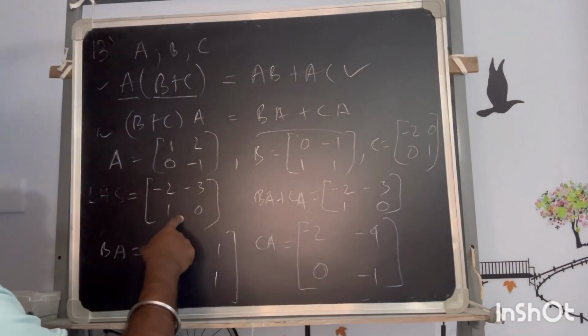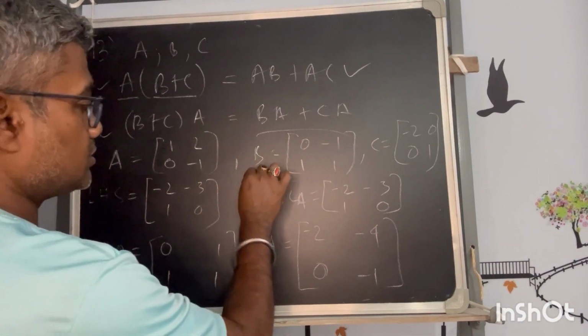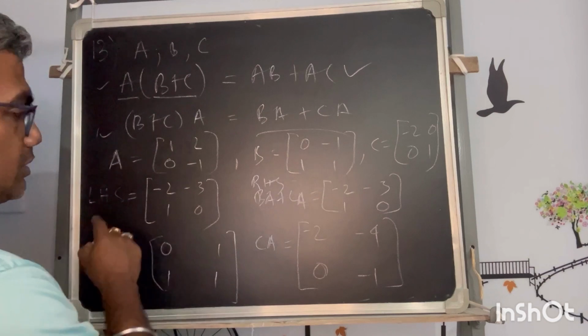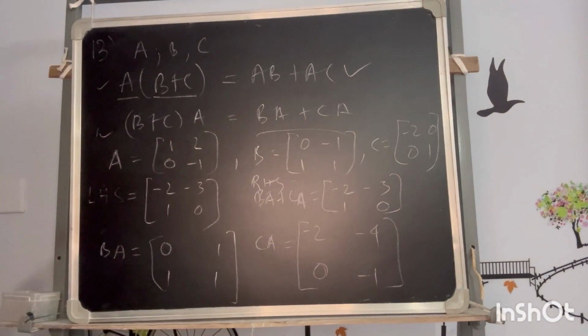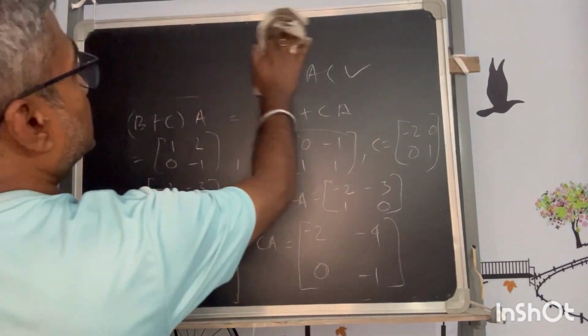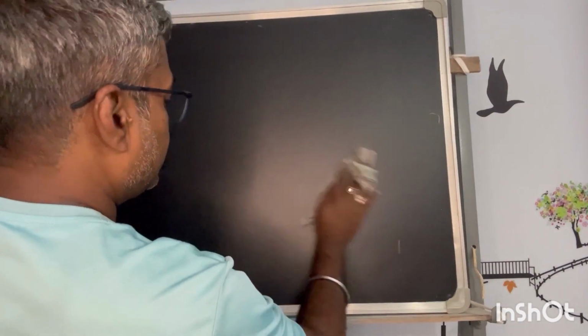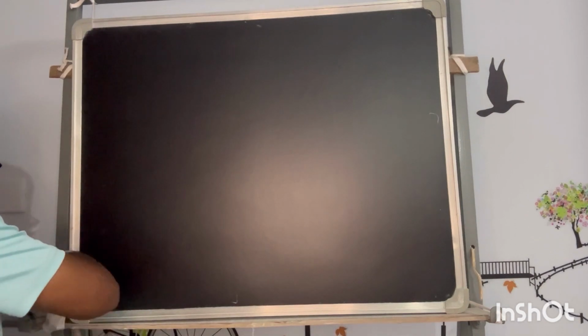So you can compare these two matrices. The right hand side and left hand side, both matrices are the same, so hence we can prove it. Okay, so now we'll move on to the 14th problem. Okay, so let's see what is waiting for us.